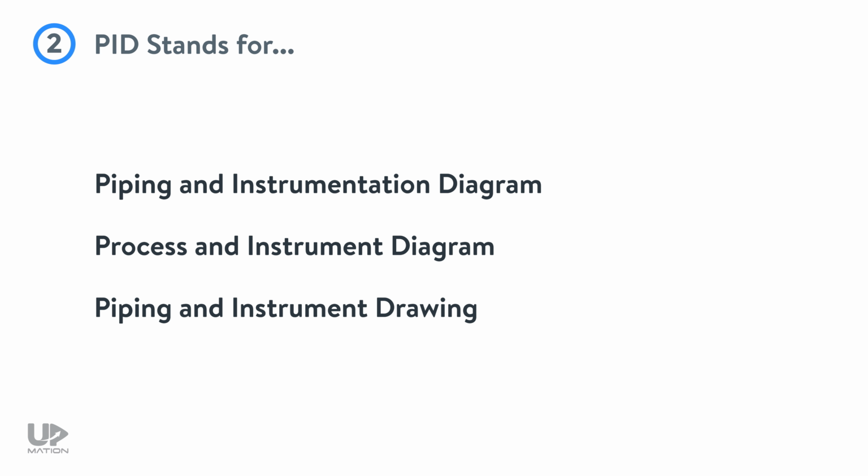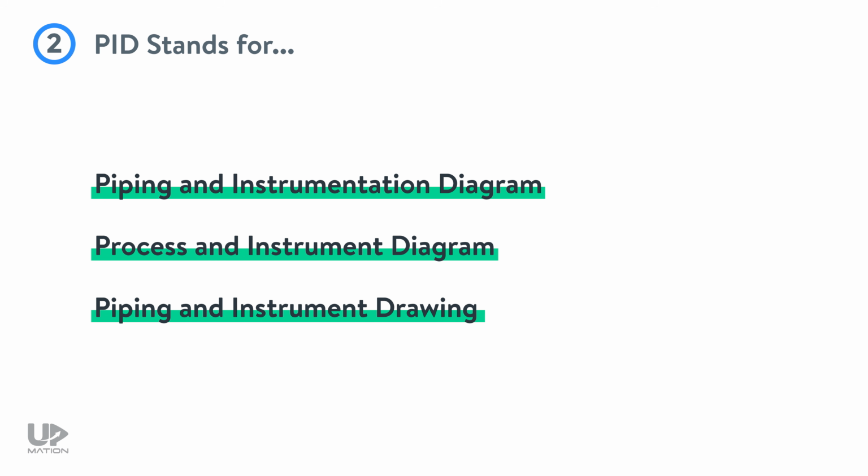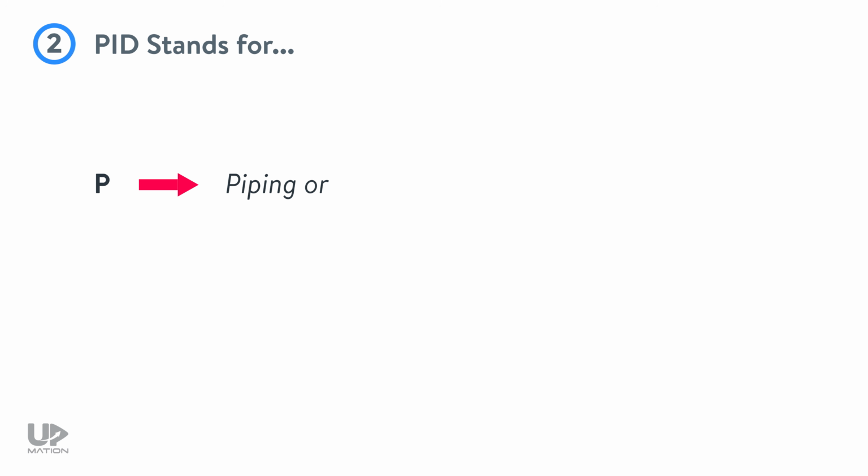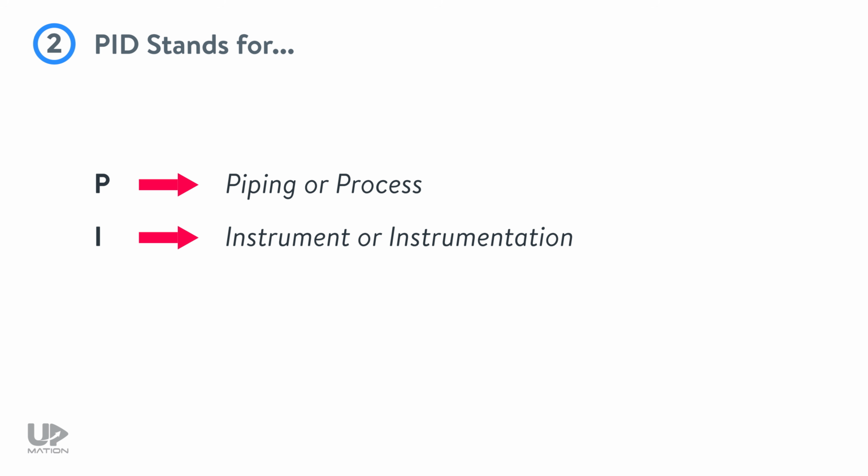Second, you might hear different extended formats of P&ID, and all of them represent the same document. P means piping or process, but piping is more common. I stands for instrument or instrumentation. D is for diagram or drawing.